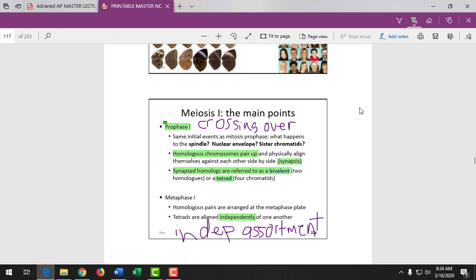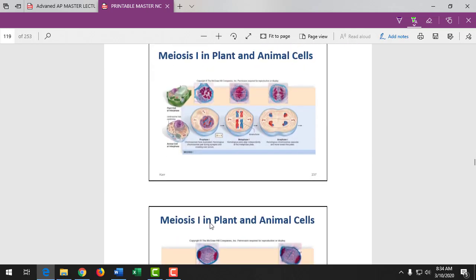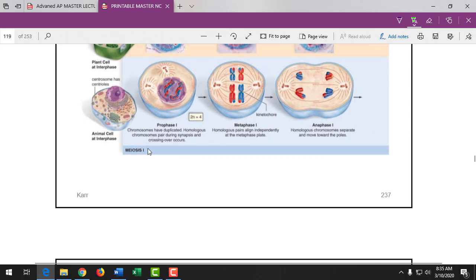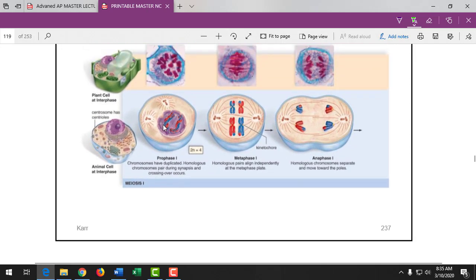So this is where all the action occurs. We got crossing over, synapsis, independent assortment. That's all Meiosis 1. Meiosis 2, pretty boring. So I'm going to make this bigger so we can see. So prophase 1, here we can see they come together. There's the 2 homologous chromosomes, the red one and the blue one.